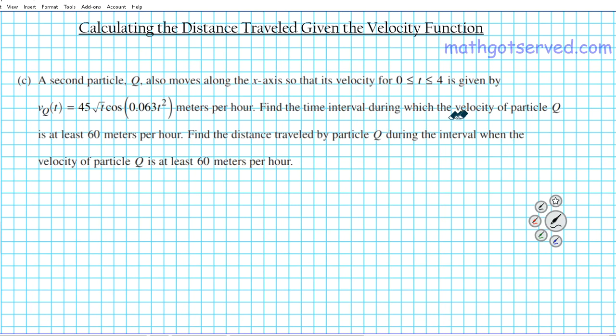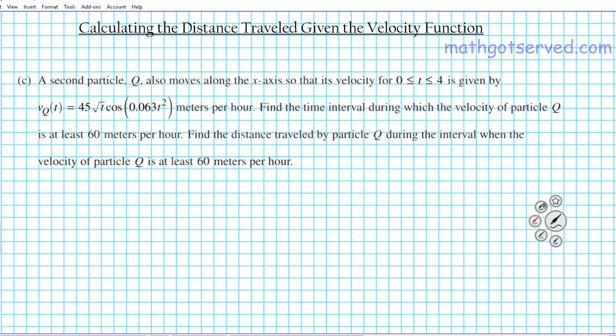Find the time interval during which the velocity of the particle is at least 60 meters per hour. Find the distance traveled by the particle during the interval when the velocity of the particle is at least 60 meters per hour. Okay, so "at least" basically means that we're looking for the time when the velocity is 60 meters per hour or greater.